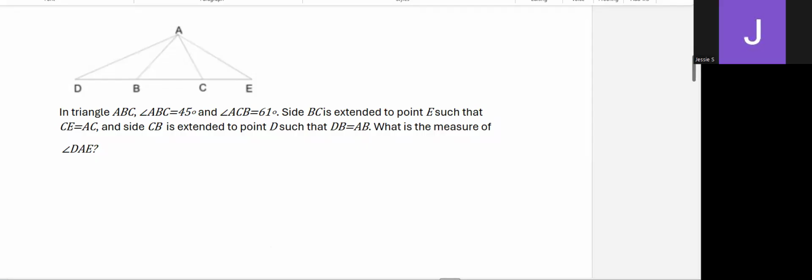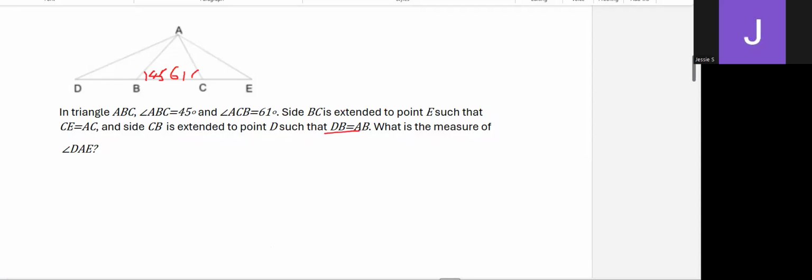We're given in the triangle ABC, angle ABC is 45 degrees. Angle ACB is 61 degrees. We know that BC is extended to D so that AB is equal to DB.